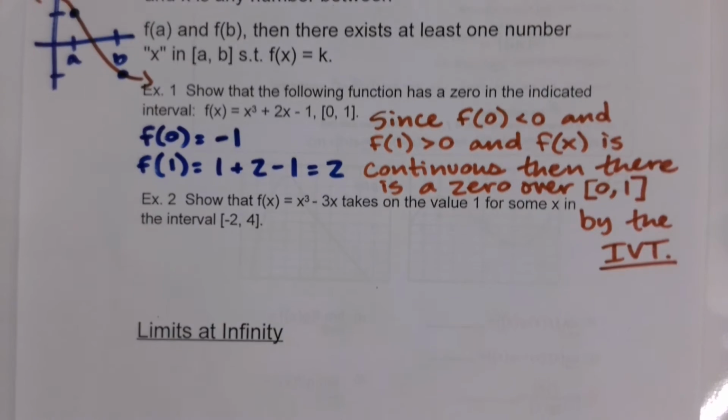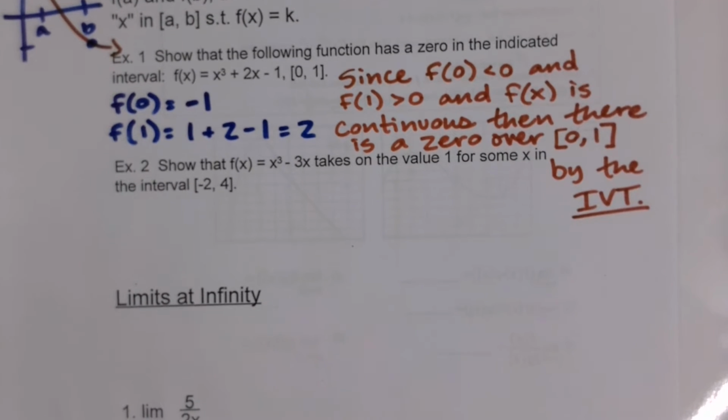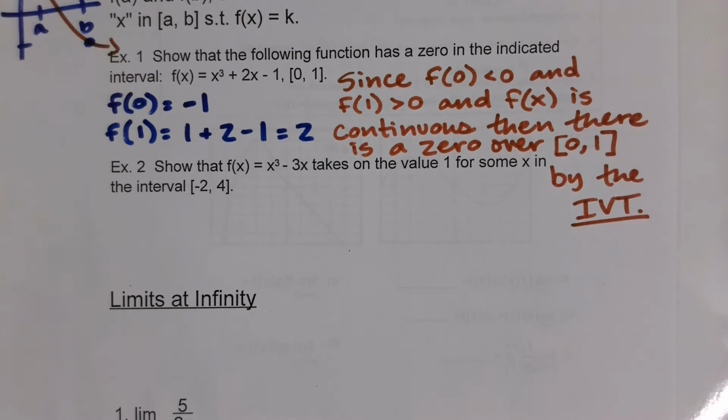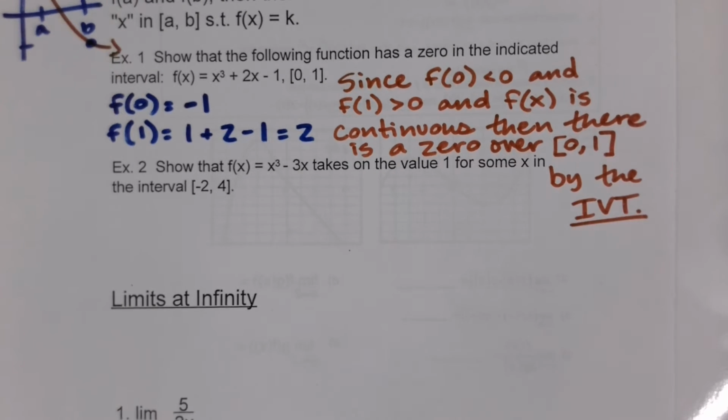Okay, so let's go ahead in your groups look at example 2. So you're showing that function f of x takes on a value of 1. So this one's not talking about 0, but it takes on a value of 1 for some x over negative 2 to 4.